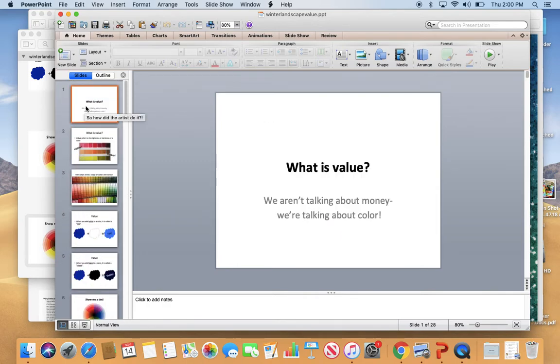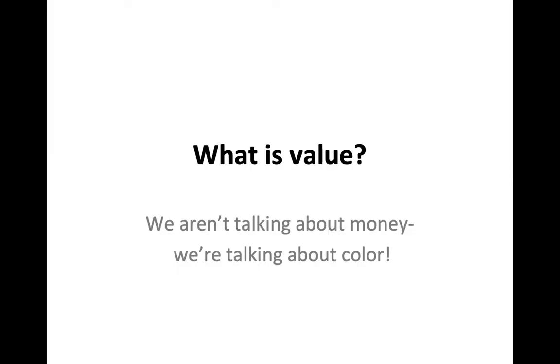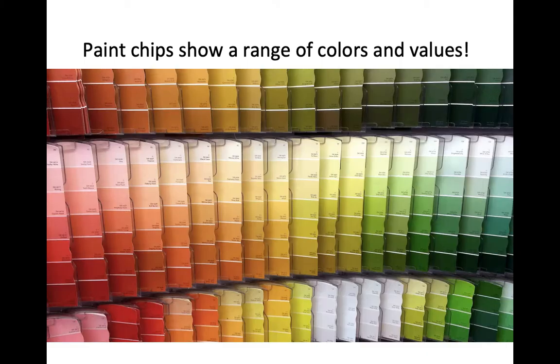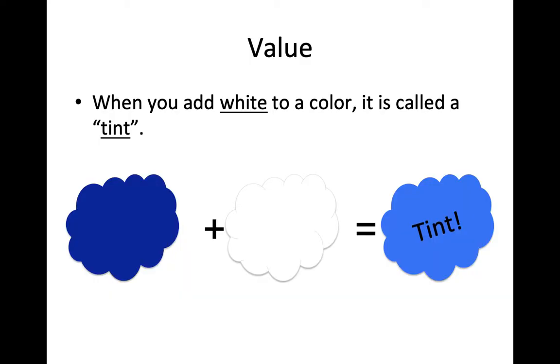What is value? We aren't talking about money, we're talking about color. What is value? Value refers to the lightness or darkness of a color, lighter, darker. Paint chips show a range of colors and values. Value. When you add white to a color, it is called a tint.